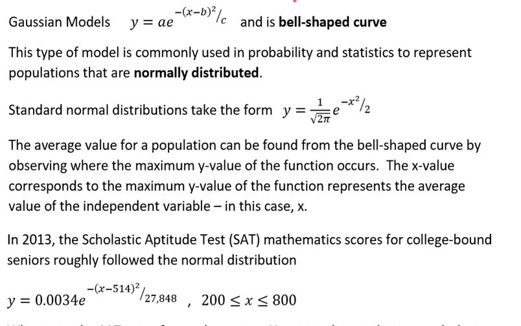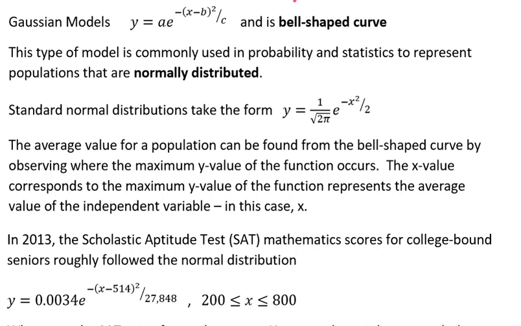Let's take a look at a Gaussian model. Remember that our Gaussian model is y equals a times e raised to the negative x minus b quantity squared divided by c, and is a bell-shaped curve. Now, this type of model is commonly used in probability and statistics to represent populations that are normally distributed. So the standard normal distribution takes the form of y equals 1 divided by the square root of 2 pi times e raised to the negative x squared divided by 2.